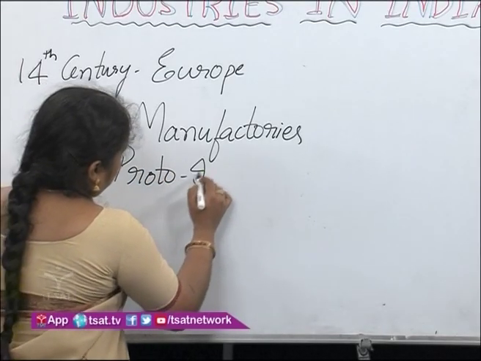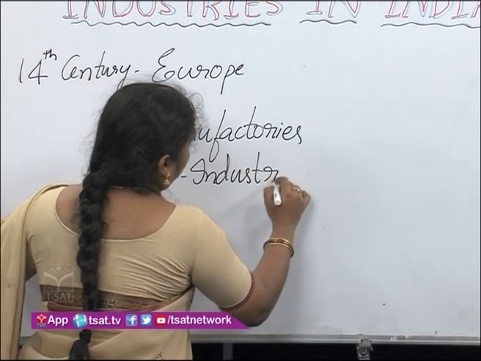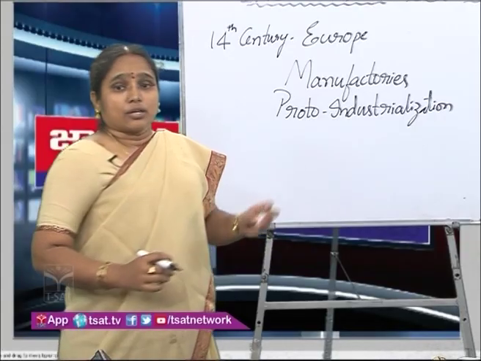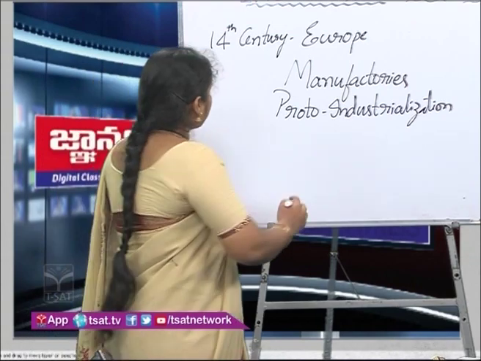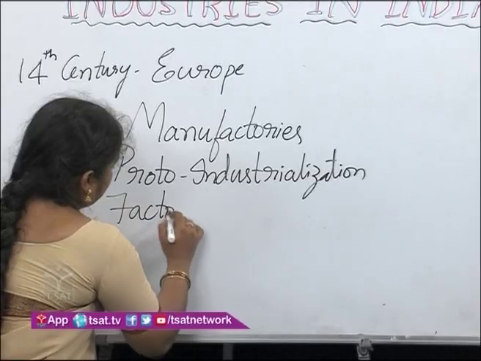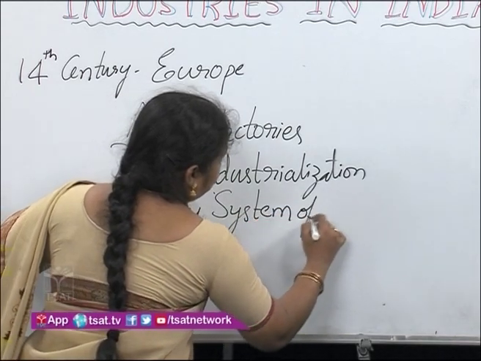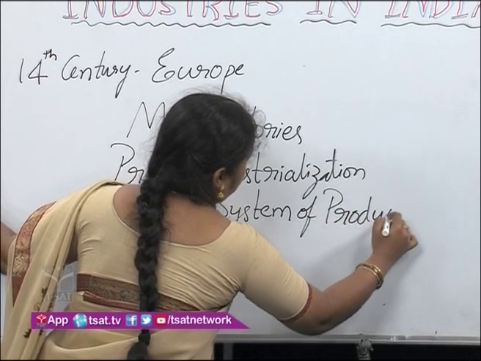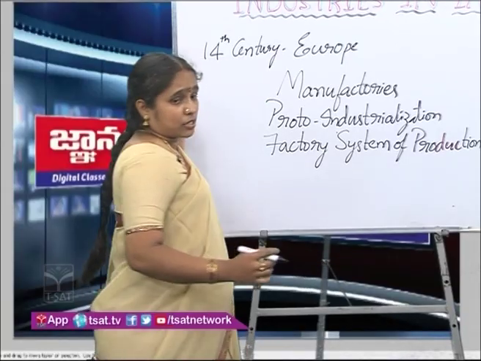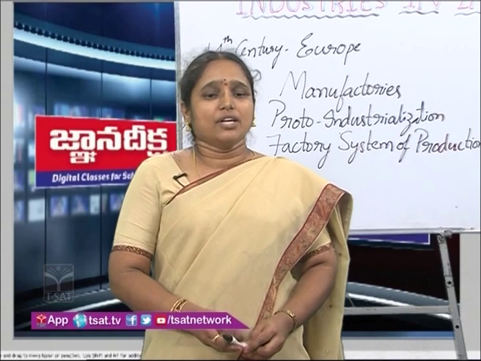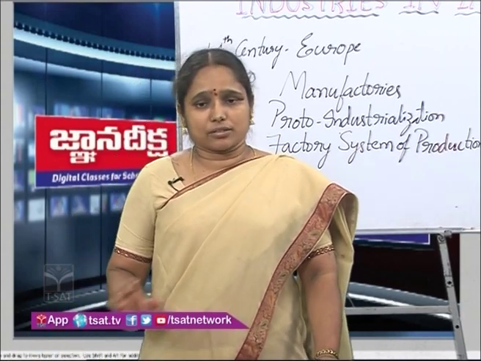So these manufactories refer to the period of proto-industrialization. This was the period where industrialization was spurting. After proto-industrialization, slowly machines were invented, and the later period we call the factory system of production. The later system is called the factory system of production, which we call today's industries. But this did not happen quickly or easily. It took a long time, and great efforts were put in for today's industries to take shape.